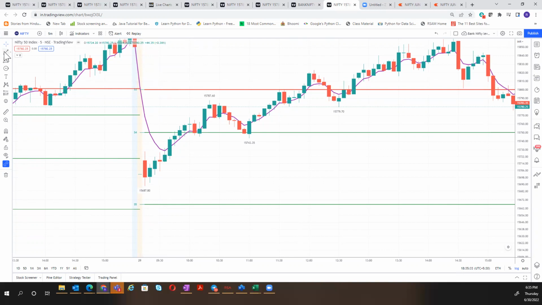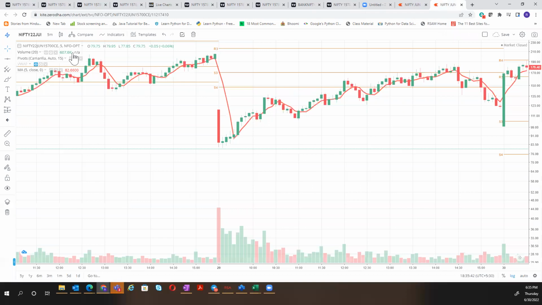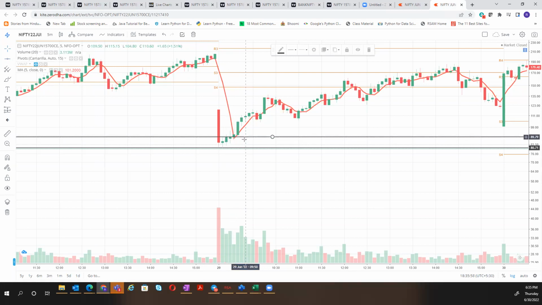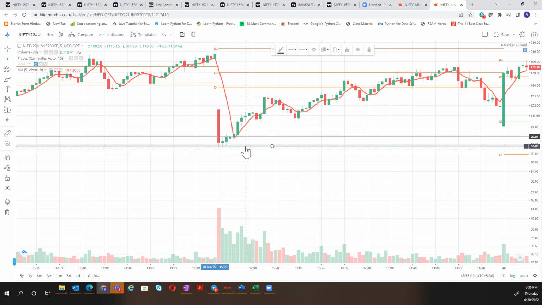So if you remember that, what should be your entry point? This is index, remember. That is your entry point. This is your stop loss. Now this is 15,700. This is 15,700. Watch here. Is this below 5 EMA? So 80.71 will be a stop loss. Sorry, this will be your entry. 82 will be a stop loss.